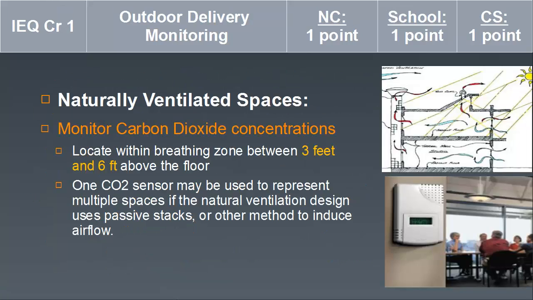For naturally ventilated spaces, you need to monitor carbon dioxide concentrations. So locate CO2 sensors within the breathing zone, which is that 3 to 6 feet above the floor. One CO2 sensor may be used to represent multiple spaces if the natural ventilation design uses passive stacks or other method to induce airflow. So there's an example of a passive stack in that diagram where there's air passing through and funneling through that vertical area on the left.